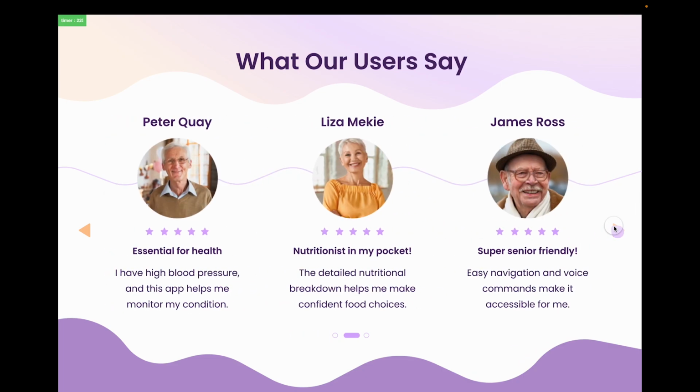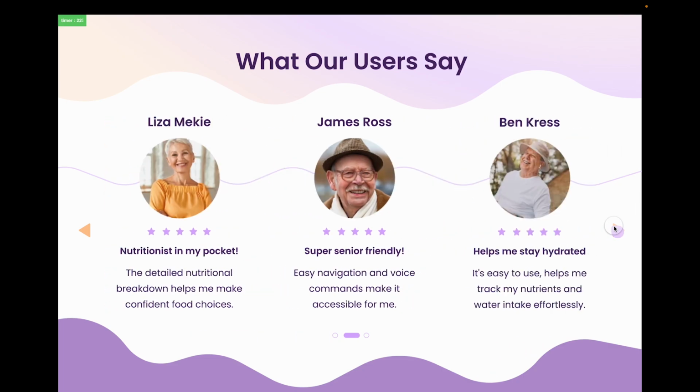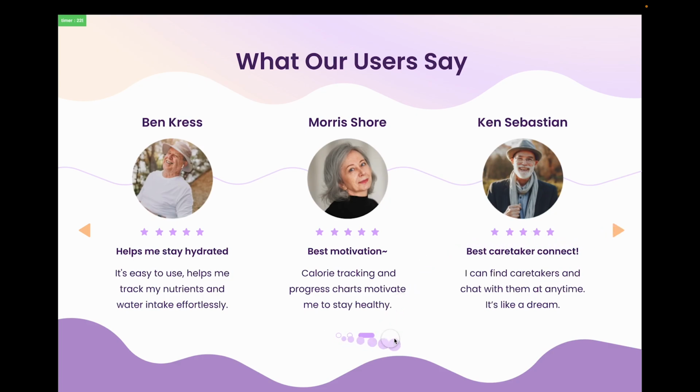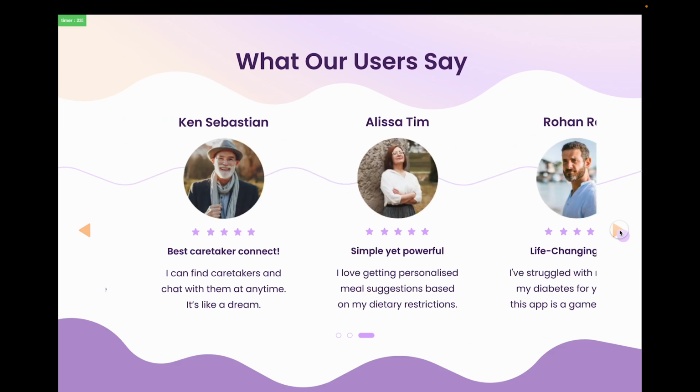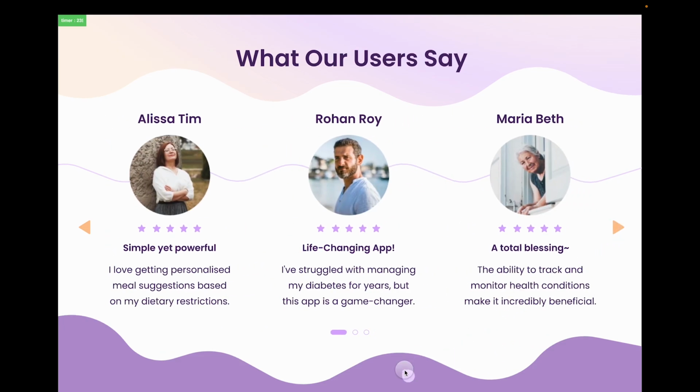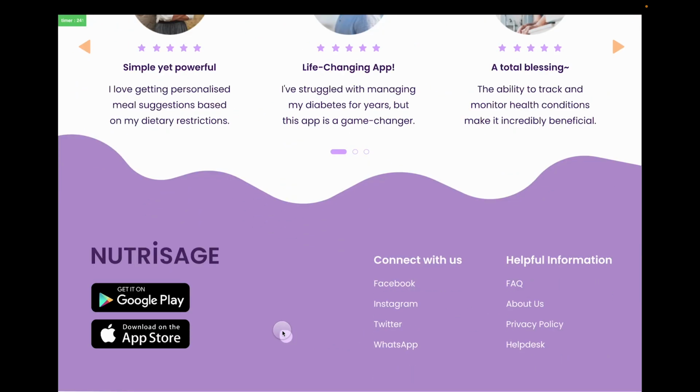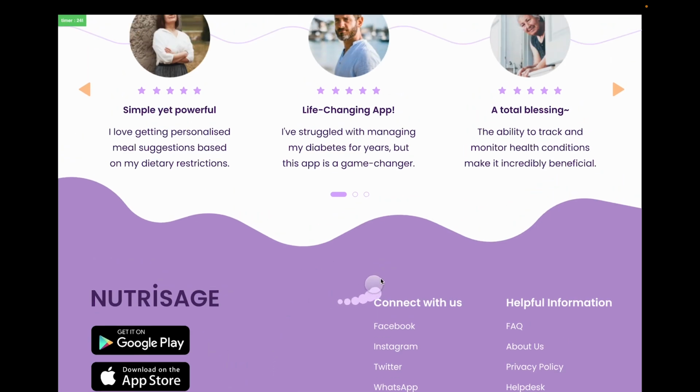The user can use these arrows to navigate through the different user reviews as the carousel scrolls also, and it is a looping carousel, so the user can just keep on using the arrows and the user reviews will loop. And then lastly, we have the footer section, which is just some app logo and where the user can download it from and some basic information.